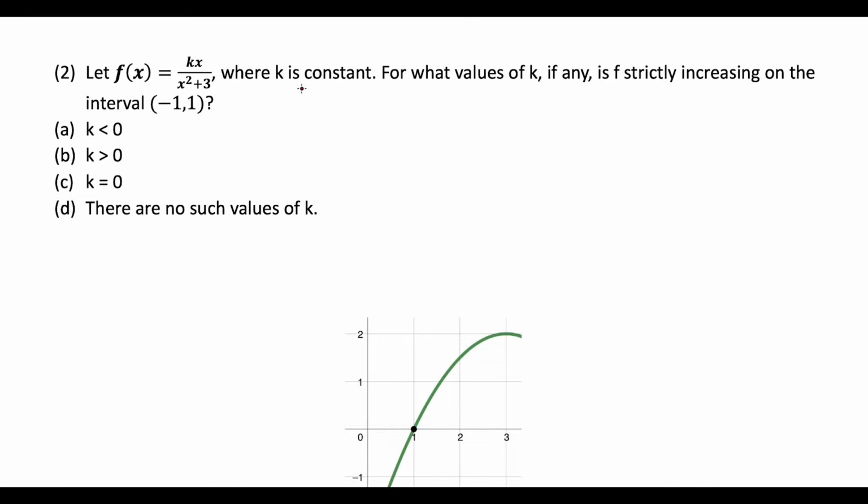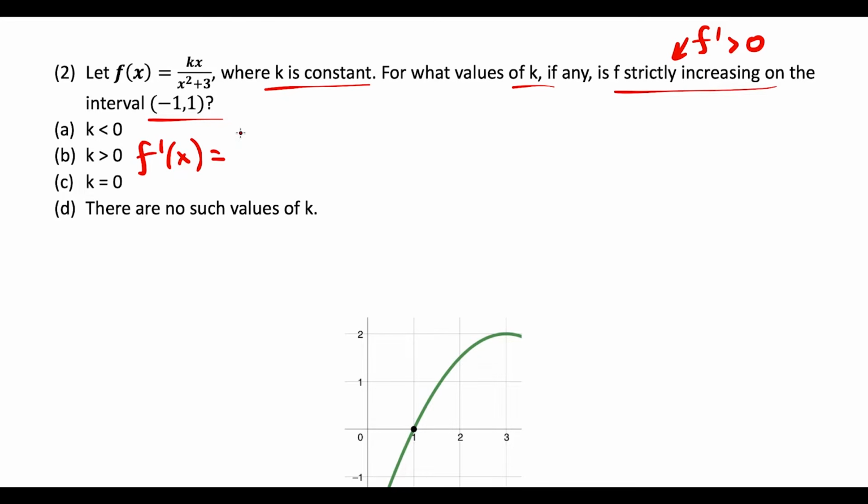So question 2, we have f of x, k is constant, and for what values of k, if any, is f strictly increasing on the interval from negative 1 to 1? And if f is strictly increasing, we're going to have f prime is greater than 0 on this interval. So what we could do is find f prime, and we're going to use the quotient rule.